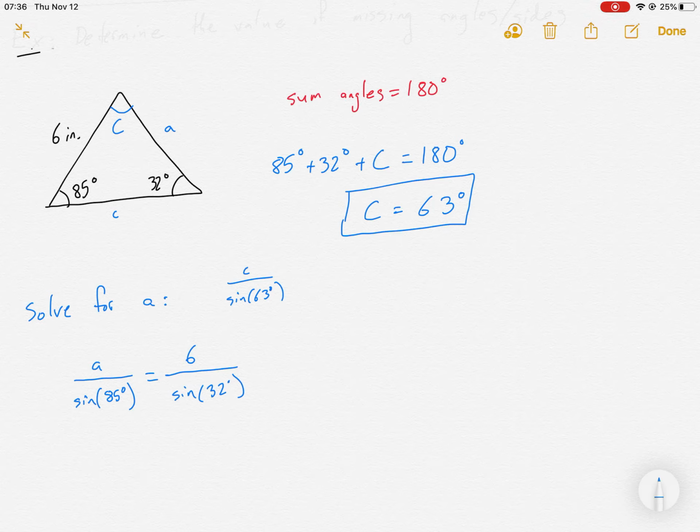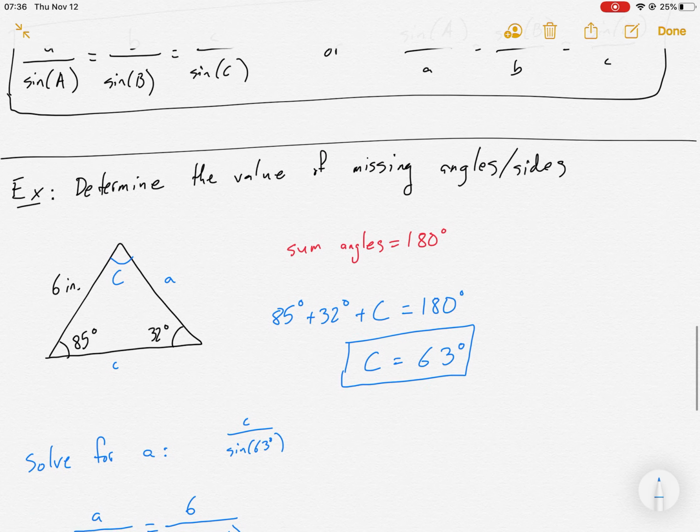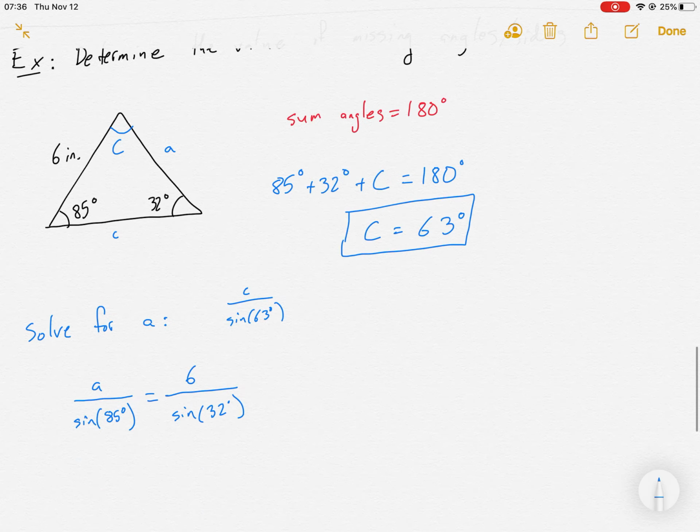All right, so now I have my formula set up. I use the reciprocal version because it takes a little bit less work since A is already in the numerator, but it really doesn't matter which one you want to use. So solving for A, we're going to end up with 6 over sine of 32 degrees times sine of 85 degrees. So let's go ahead and plug that into the calculator.